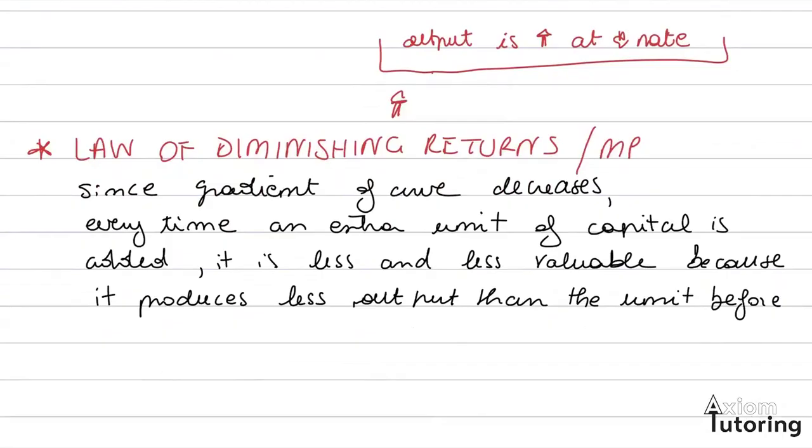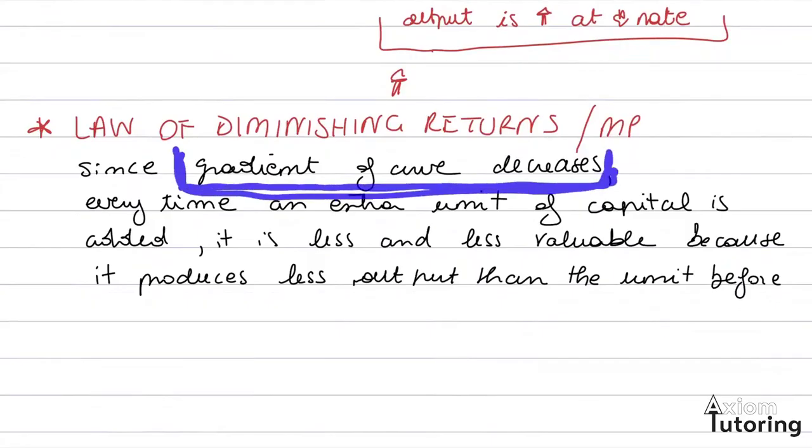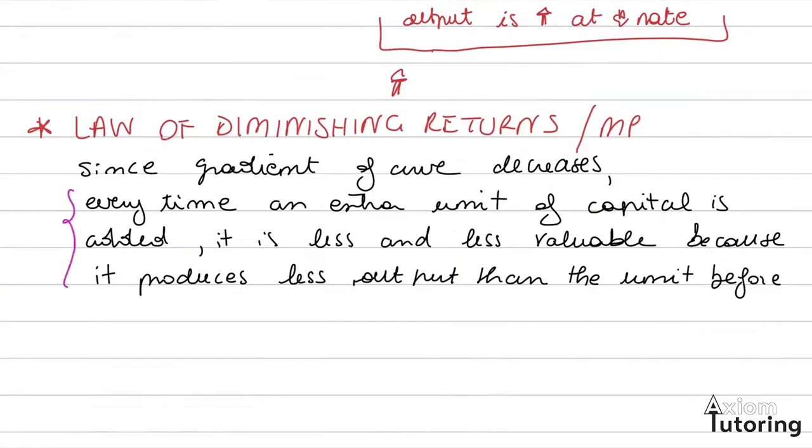So basically, we just described the law of diminishing returns, which states that and is described by the gradient of our curve. Since the gradient of our curve is decreasing, we're not saying that the slope is decreasing, we're saying that the gradient is decreasing. So the slope is increasing at a decreasing rate. So the gradient, it's as if the rate of change is decreasing. Hence, every time an extra unit of capital is added, it is less and less valuable because it does produce less output than the unit before, for the little explanation that we've already said.